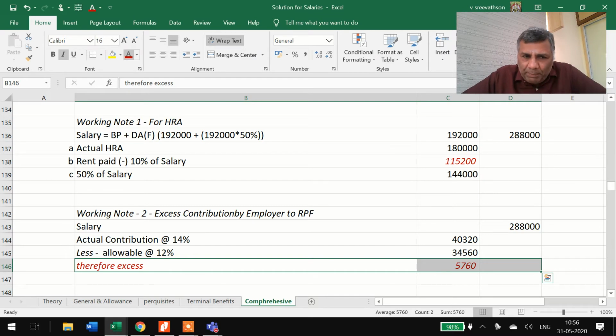I am repeating, my dear friends. Actual contribution at the rate of 14% is 40,320. Maximum allowable contribution at the rate of 12% is 34,560. Therefore, the excess is 5760.